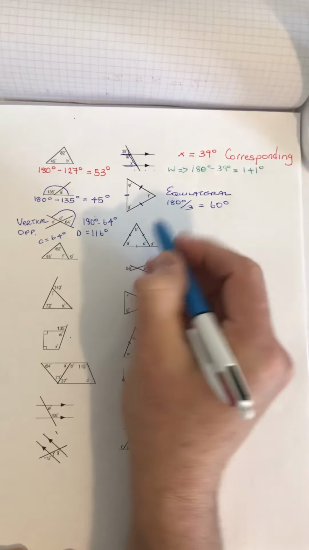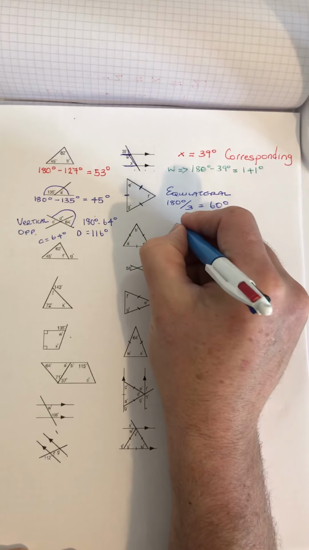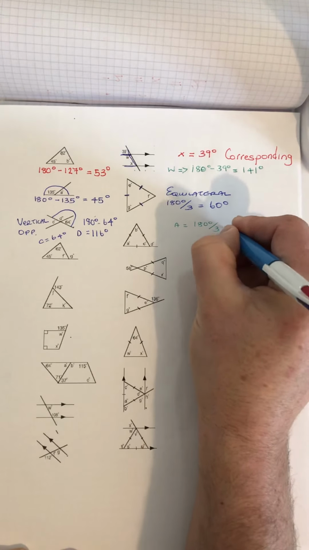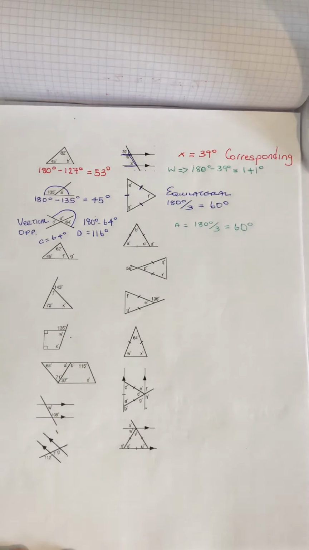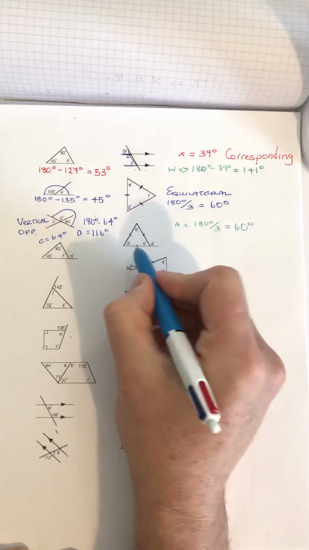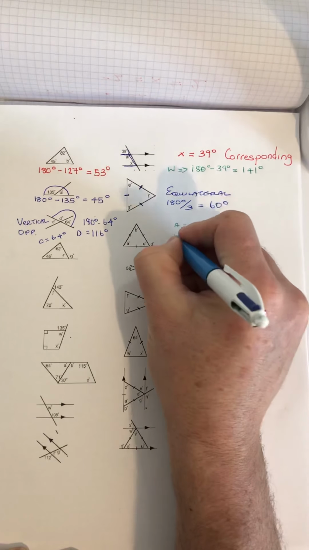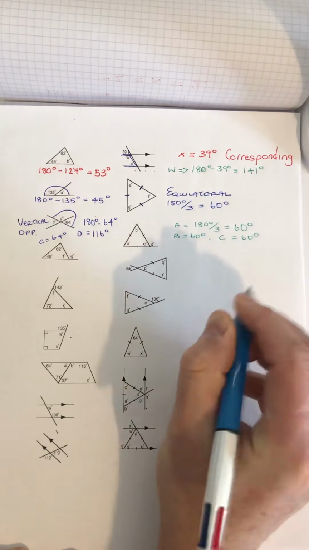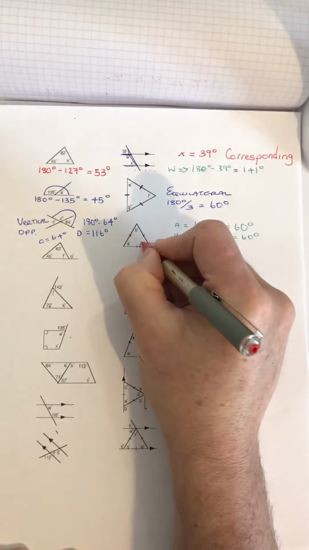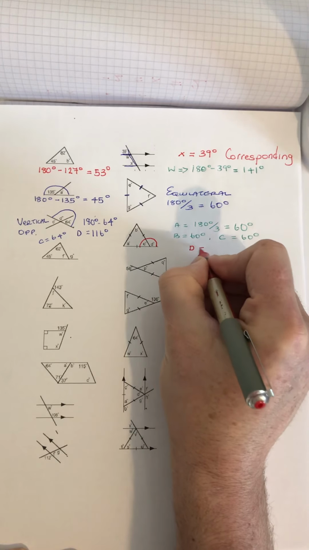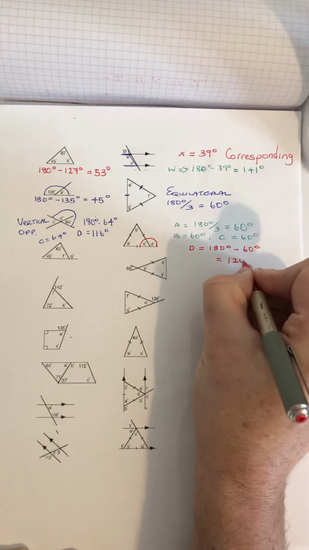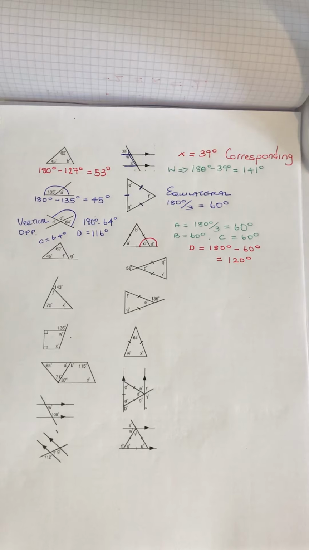In this one here, similar to equilateral, we know that A is equal to 180 divided by 3, which is 60 degrees. So therefore B is 60 and C is 60. And if C is 60, D is equal to 180 on a straight line minus the 60, which is 120. So they just involve a little bit of work.